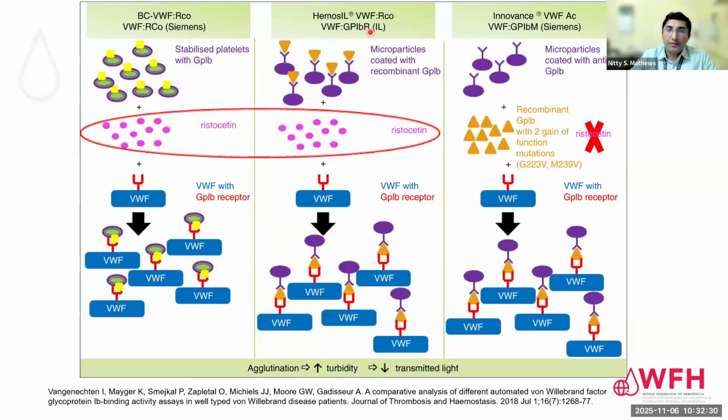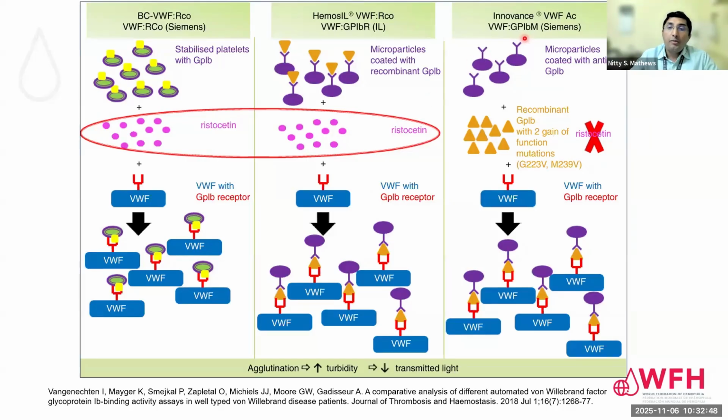Now, the R here stands for ristocetin. So this is a ristocetin dependent assay. And similarly, when the patient plasma is added, the ristocetin helps the von Willebrand factor bind to the glycoprotein 1b of the latex particles, and there is the agglutination and further reading.